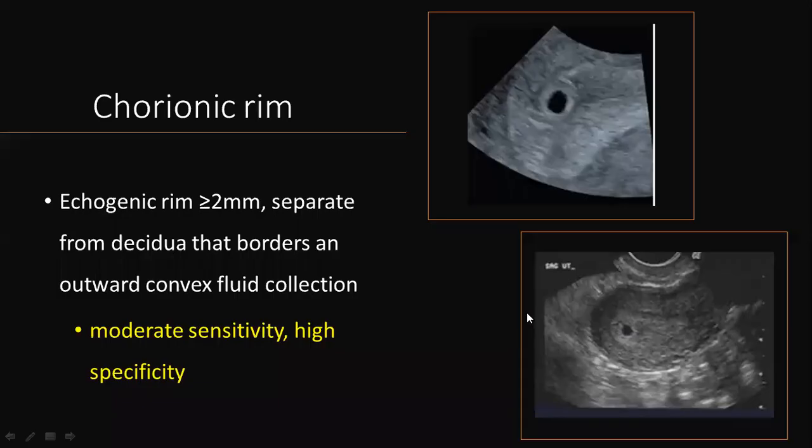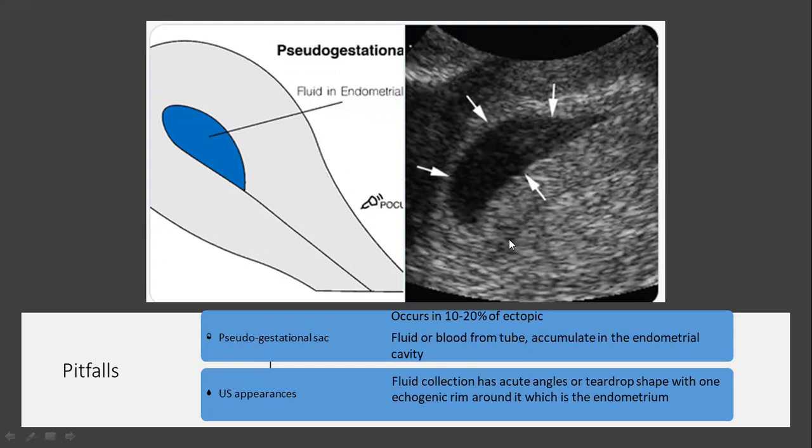So mostly this occurs in about 10 to 20% of ectopic pregnancies, according to literature. So if you see this sign in someone who's got a positive pregnancy test, urine pregnancy test, or beta HCG, please look around, look in the adnexal regions, and also look in the abdomen to look for an ectopic pregnancy.